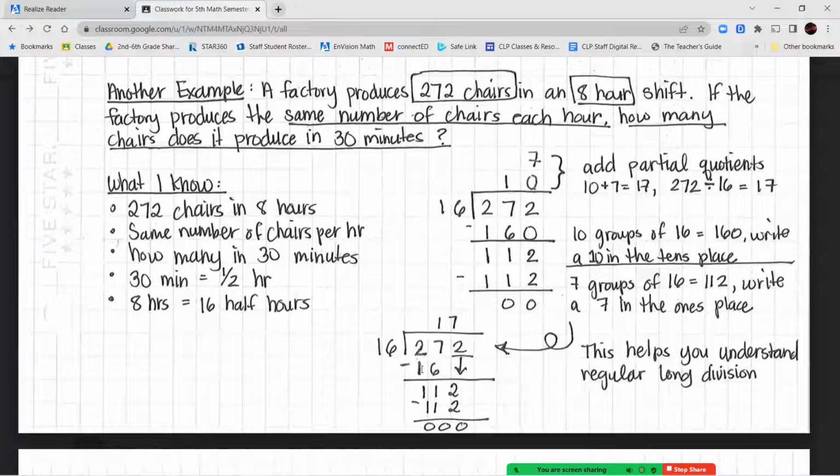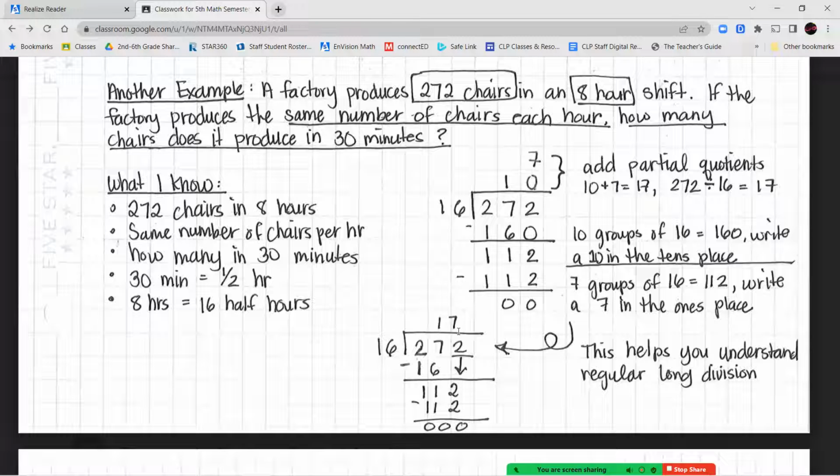Now, how does that translate to regular long division? So 16, we're looking at 27. 16 goes into 27 one time. So there's a 1 in the tens place here, just like there's a 1 in the tens place up here. We subtracted out the 16, we were left with 11, and then we dropped the 2. So we still have 112 here, just like we had 112 here. We know 16 goes into 112 7 times. So we have the 1 in the tens place, and then the 7 goes in the ones place. Subtract it off, again, 0 remainder.